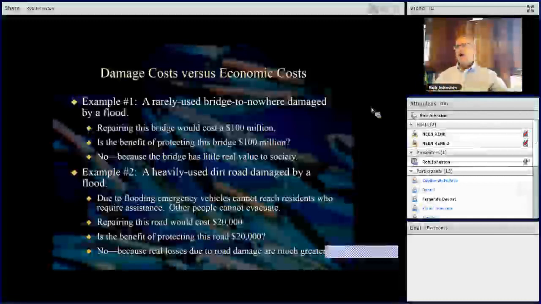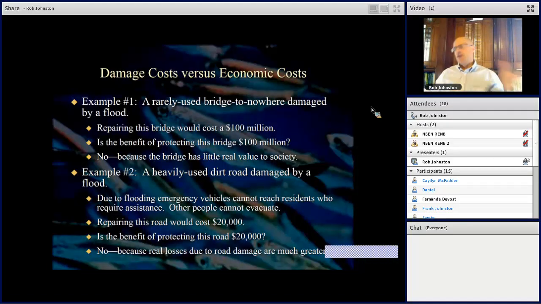On the other hand, you could have a dirt road that costs almost nothing to repair, but it's heavily used, say, by rural residents. They use it to evacuate, and that road is necessary for emergency vehicles to get through, right? Well, imagine that repairing that road would cost $20,000 just to put dirt back on and press it down. Is the benefit of protecting that road only $20,000? Well, no, probably not. It could be much, much larger if by protecting that road, you've now prevented a loss of life and whatever.